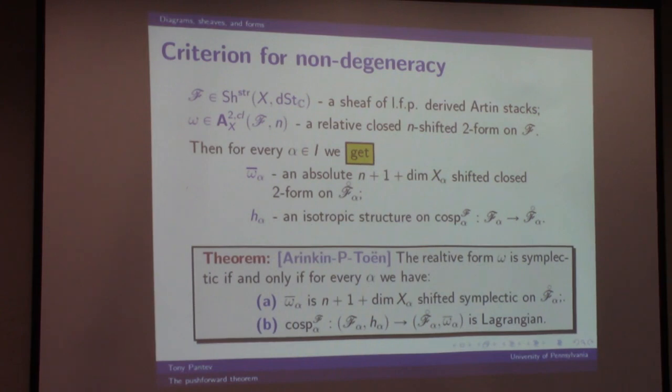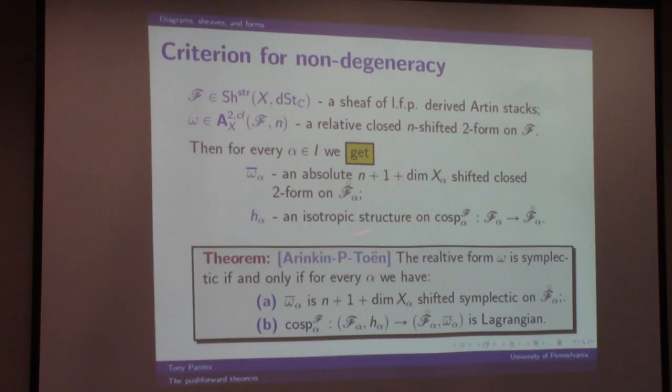Once you describe your sheaf of spaces as a diagram of spaces and your form as a diagram of forms, you can say what it means for that diagram of forms to be non-degenerate. So what happens is that if you have a constructible sheaf of derived stacks, and a diagram, and a relative n-shifted 2-form, then that form actually gives an absolute shifted closed form on the nearby cycles on each stratum. It's absolute and it's shifted, but it has a different shift. This shift comes from the fact that everything had values in the dualizing complex. So it's an absolute form with a shift of n plus 1 plus the dimension of the stratum. And not only that, but it induces an isotropic structure on the cospecialization map from the value of the shift on the stratum to the nearby cycles.